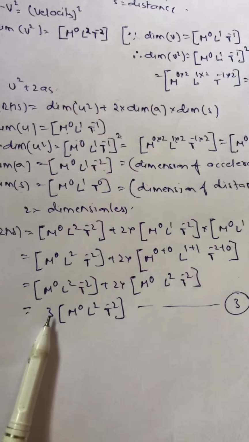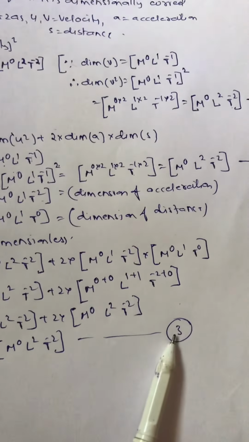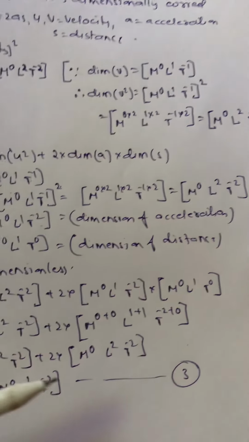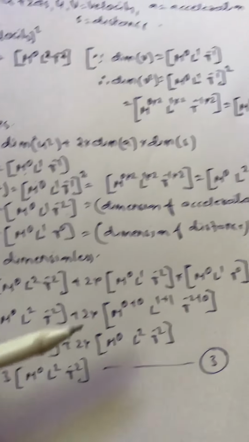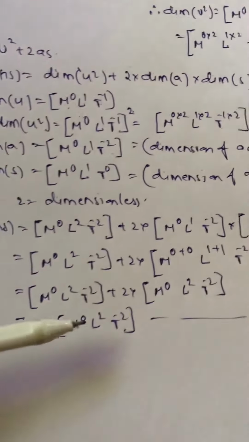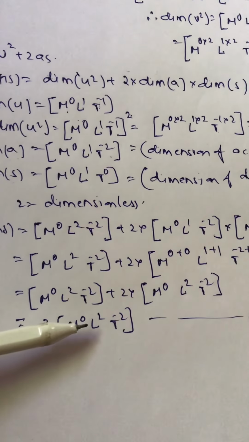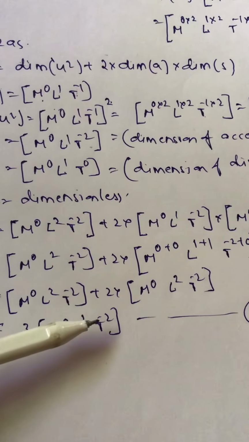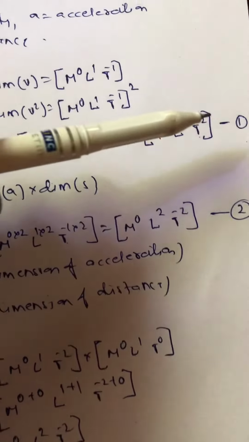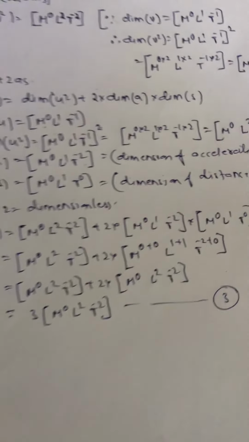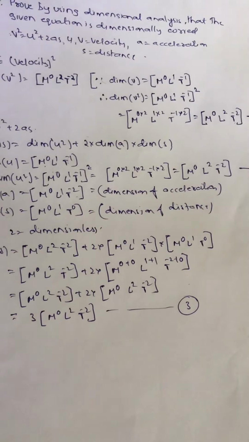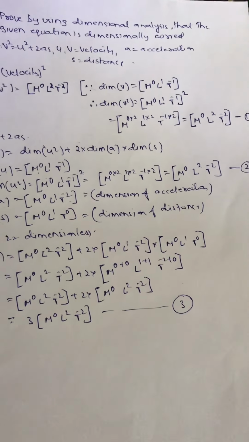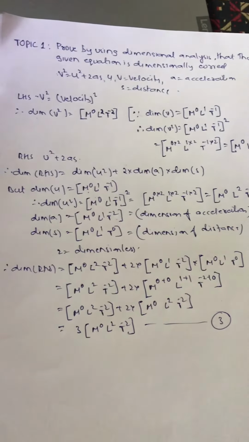So now when you compare equation number 3 to equation number 1, you check the indices. What is the power of M? 0 here, 0 here. What is the power of L? 2 here and 2 over there. What is the power of T? -2 here and -2 over there. Therefore in equations 1 and 3, right hand side is equal to left hand side. Therefore the given equation is dimensionally correct. So this is how you have to prove.